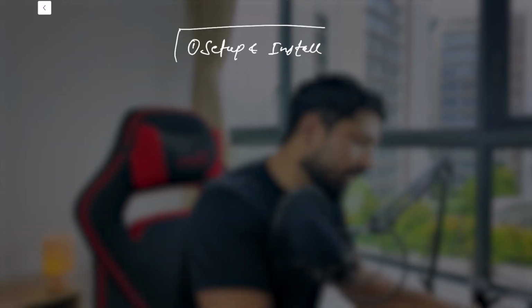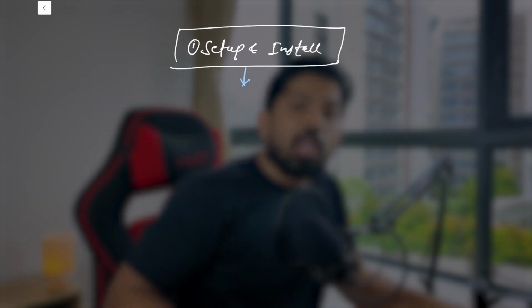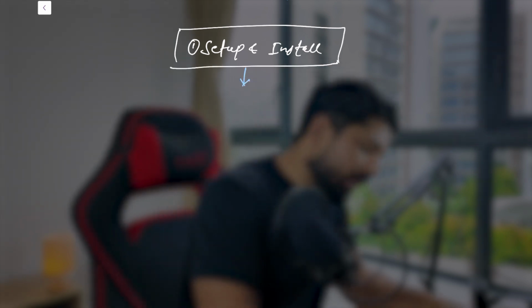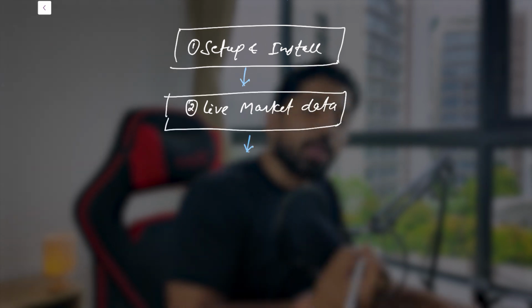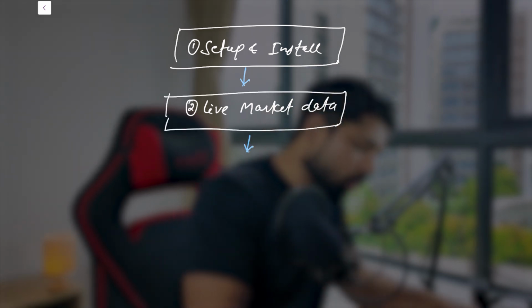Now let me quickly explain the execution flow of this algo trading bot. The first thing will be setup and installation. In this step, we will prepare the environment and all the libraries we need here. So we'll perform this step. The second will be fetching live market data. Then the next is implementing trading strategies.